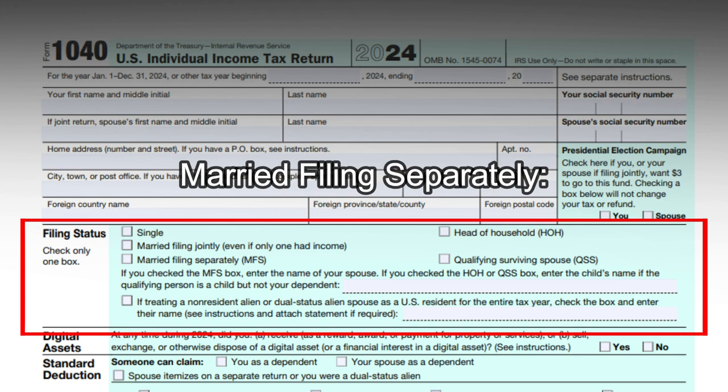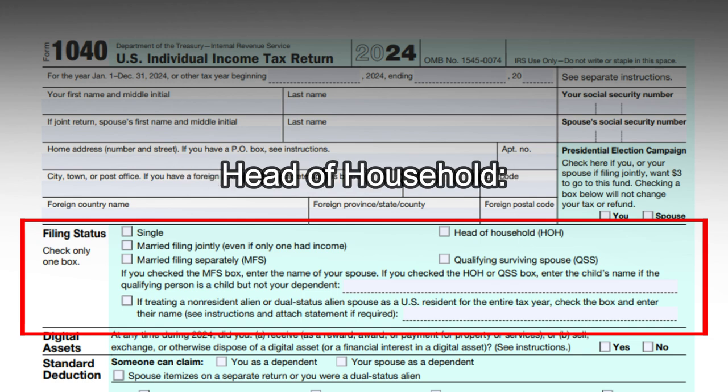Married filing separately. If you're married but choose to file separately, this may be beneficial in certain situations, such as when one spouse has large medical expenses or the other has a significant amount of debt. Head of household. This is for unmarried individuals who have a dependent and meet certain requirements, e.g., you paid more than half of the household expenses and lived with your dependent for more than half the year.